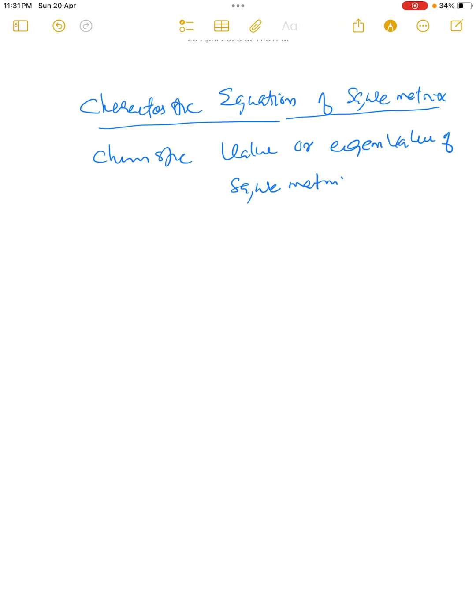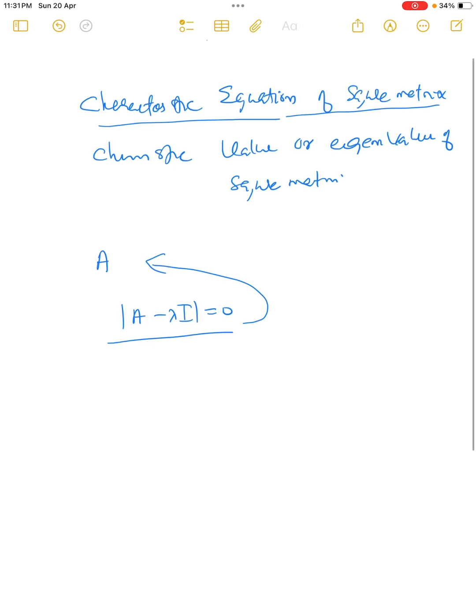Characteristic equation of a matrix. Suppose we have a square matrix A. Then its characteristic equation is determinant of A minus lambda I equal to 0. This equation is called the characteristic equation of the matrix A.